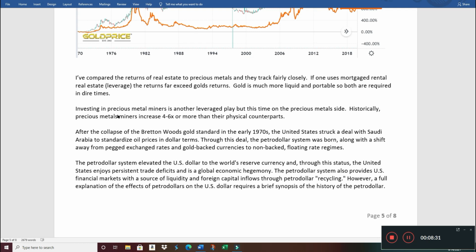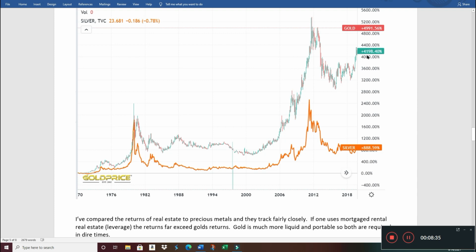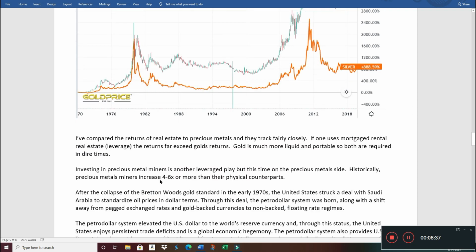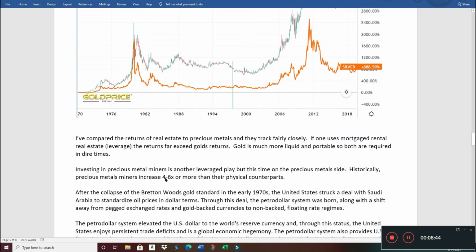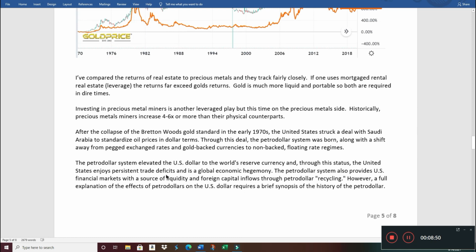We talked about precious metals miners. So let's say we're looking up here and we see gold's gone up 42 times. If you were invested in a gold miner, you would go up 4 to 6 times that increase over time. So it's an additional leveraged play that you can do with precious metal miners, and that's why we've talked about doing that.